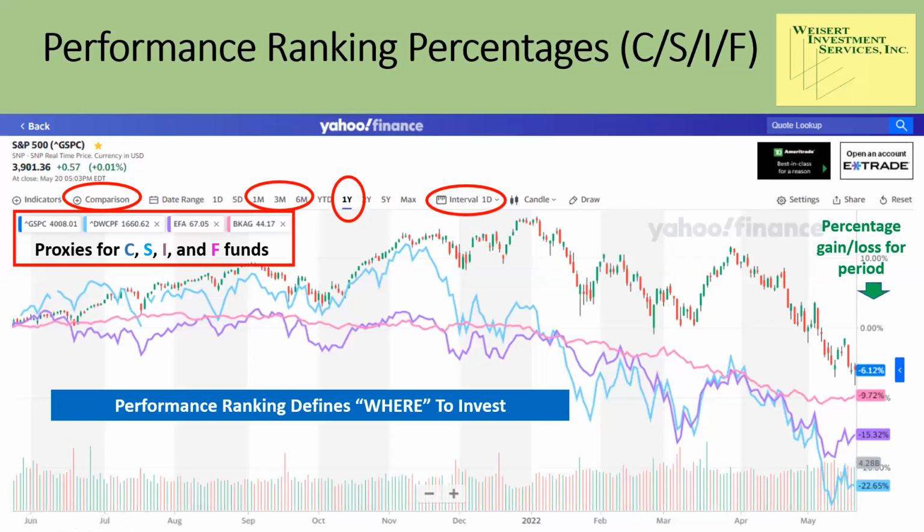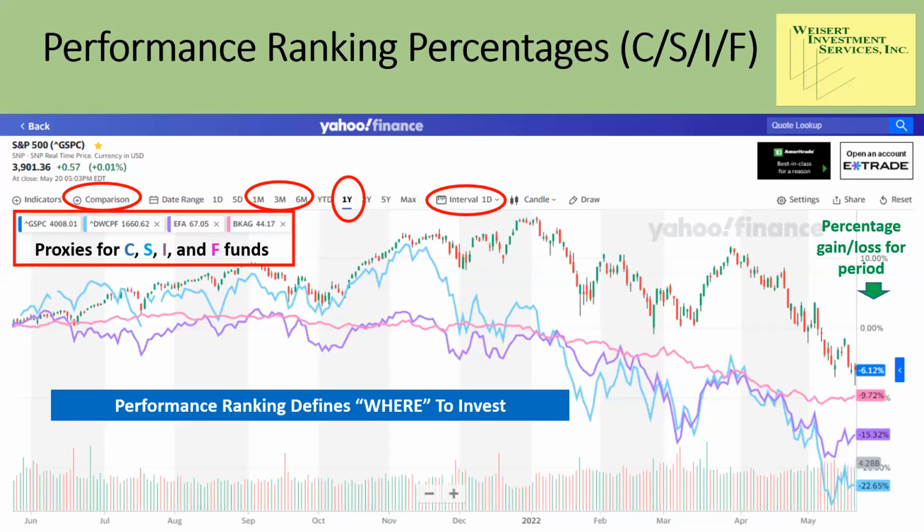I ran this, and this is based upon last Friday's close. I pulled this up over the weekend, and it's similar to some of the other charts, again, available on Yahoo Finance, but I originally called up the S&P 500, which is listed in that red proxy box to the left. And it gives you the candlestick chart of the S&P 500 for 1 year. Again, I used a 1-day interval on this one because you're just looking for the performance ranking.